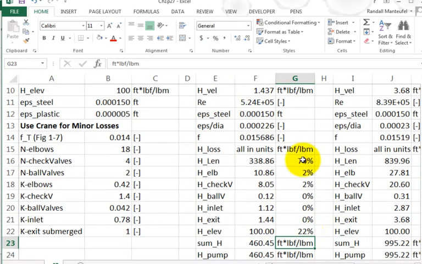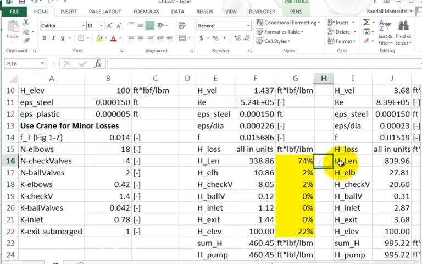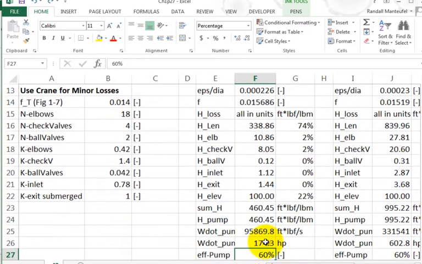And right over here, what do I show? Where's the head loss due to? The majority of the head loss is due to pushing it through the length of the pipe. 74%. All right. So if you know that, then the pump has to accommodate that. It has to overcome the elevation head and all those losses.